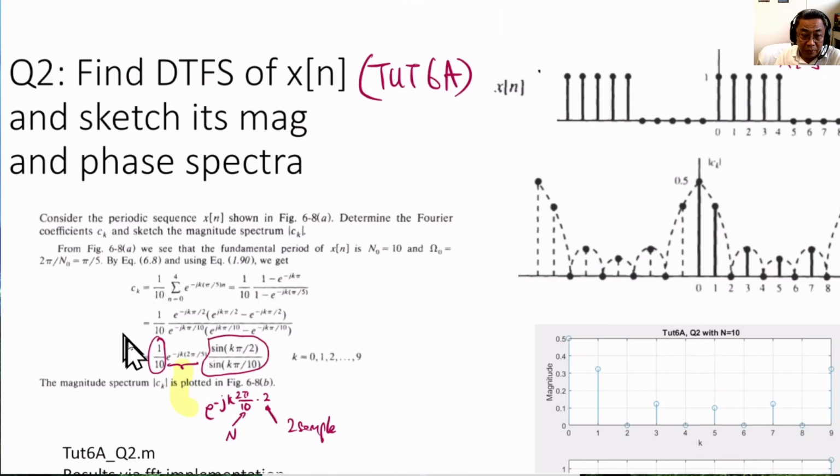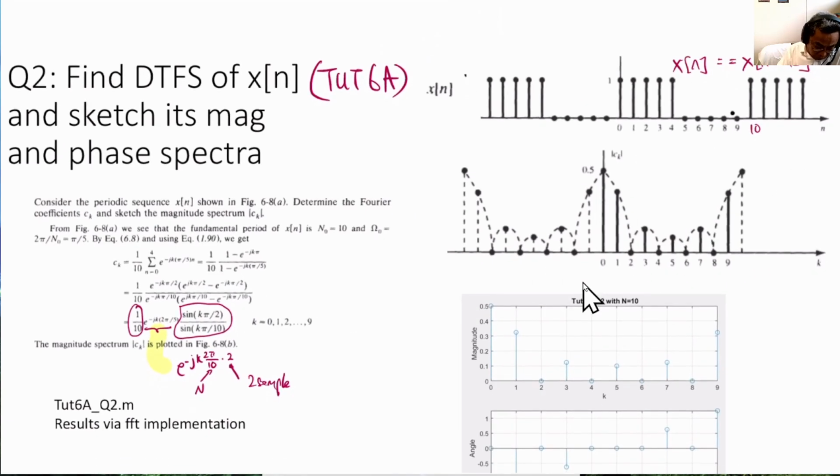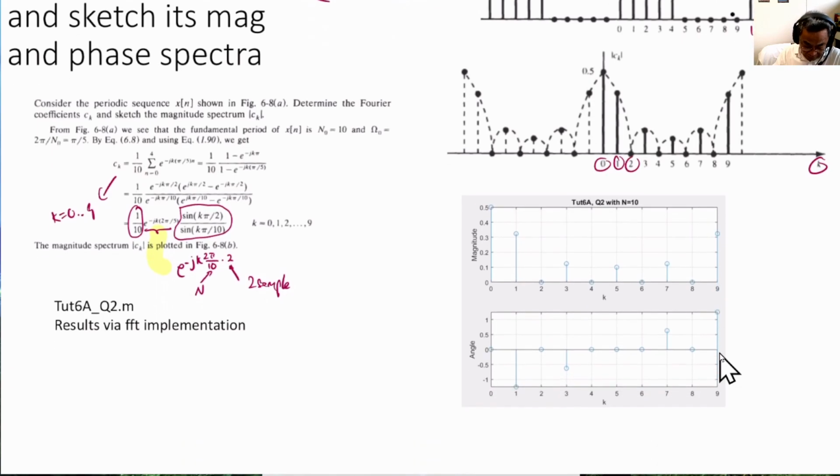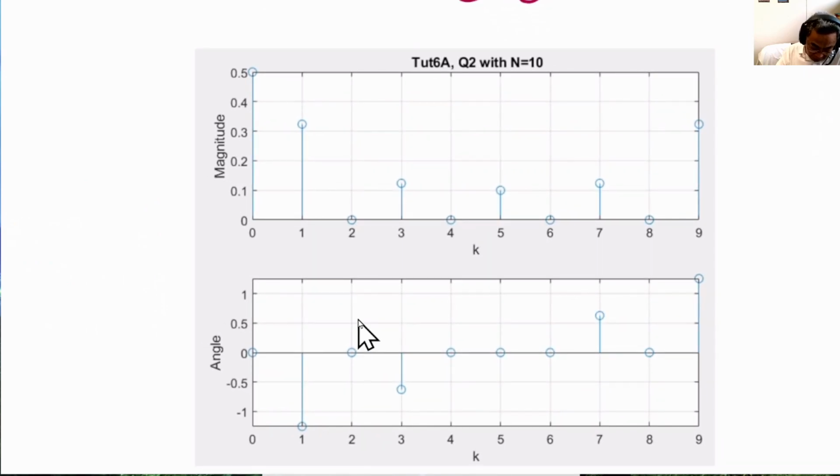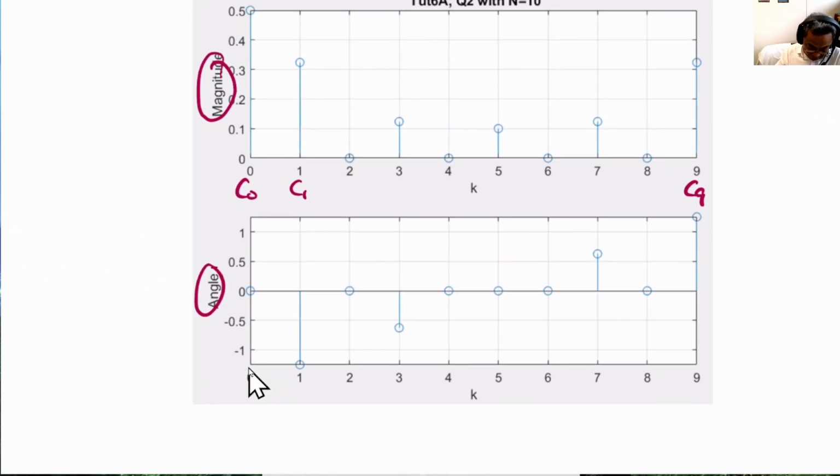For the detailed working, you can work this out by yourself by hand, and then what you do is substitute for k equals 0 to 9, and then you can get all these values of magnitude, and the corresponding phase for the c_k's. I've written my MATLAB implementation here, and you can see this is c0, c1 until c9 for the magnitude, as well as the phase for c0, c1 until c9, and the horizontal axis is k.